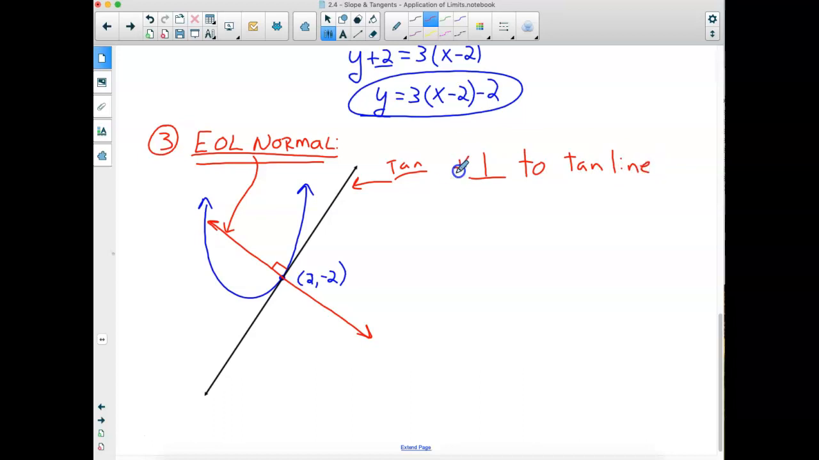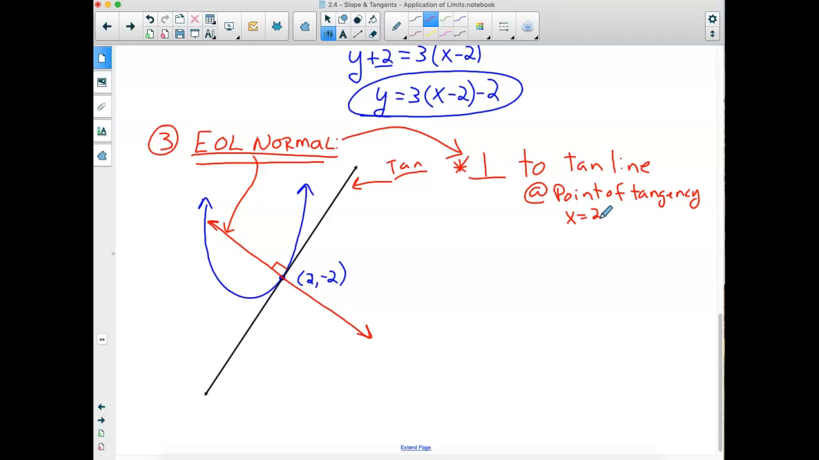And the normal line is perpendicular to the tangent line at the point of tangency, which in this case happens to be x equals 2. That's how I'm going to get normal to the curve. I'm perpendicular to the curve at that point.